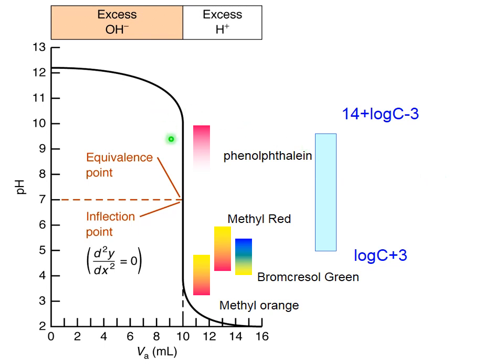So what happens when I titrate sodium hydroxide with hydrochloric acid? At the starting point I have a strongly basic pH, then pH is slowly going down until I am very close to the equivalence point. When I am very close to the equivalence point, pH dramatically drops from very basic to very acidic.